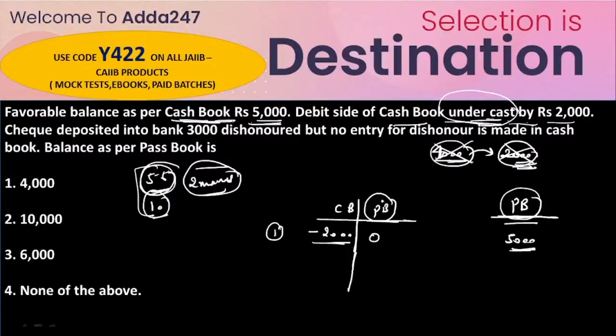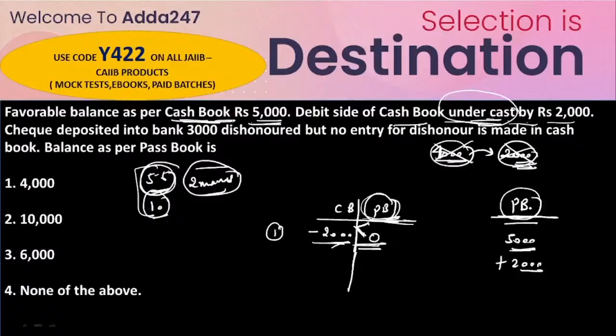Now, why do we encircle this? Because we have to find the figure, positive or negative. We have to find out whether the passbook balance is greater than the cash book balance. In this first condition, the passbook balance is more than the cash book balance, so we add the 2000 rupees. And by what amount? That is 2000 rupees.